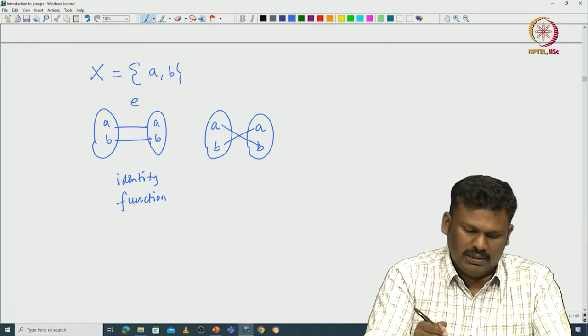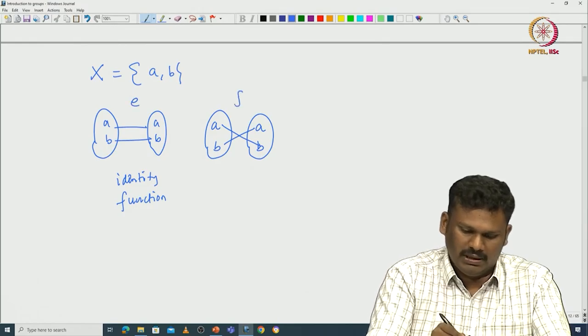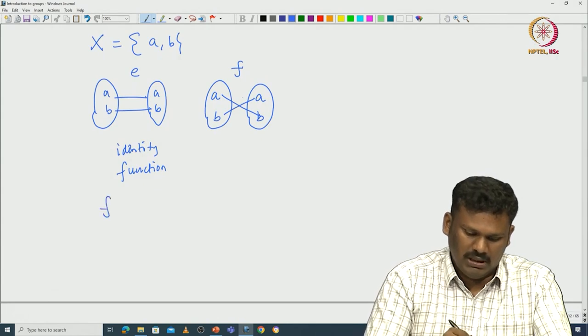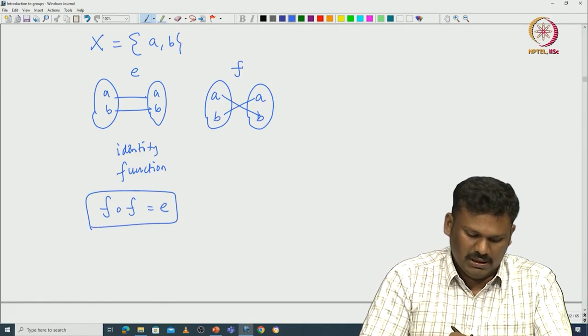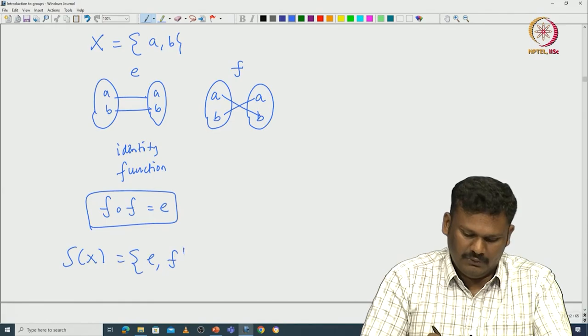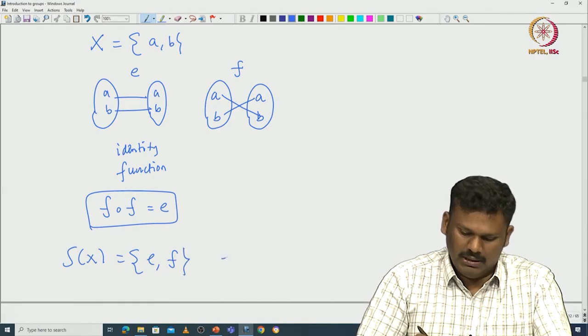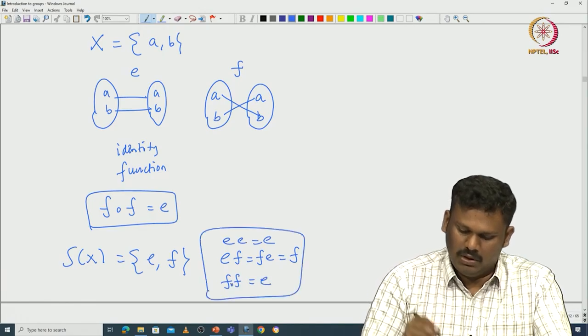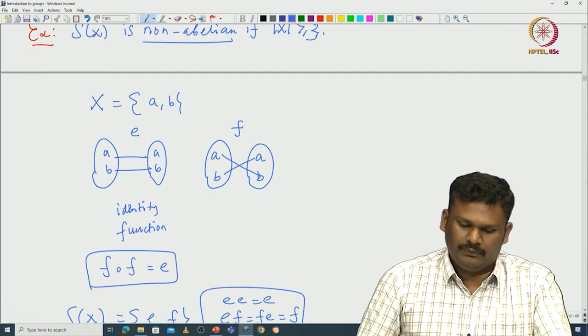So this you can call e, and then this you call f. It is not hard to see that f composition f will be the identity. So basically the group S(X) consists of e and f. And ef equals fe equals f, ee equals e, and ff equals e. So these are all the possible multiplications.